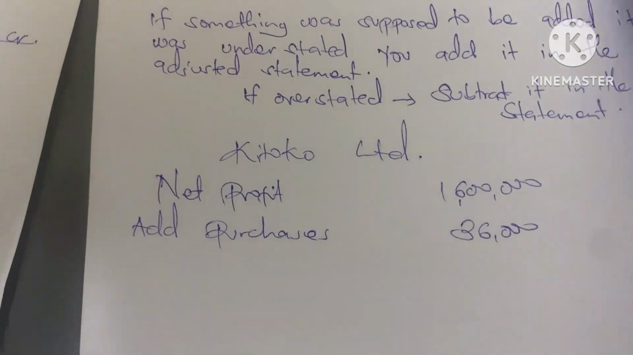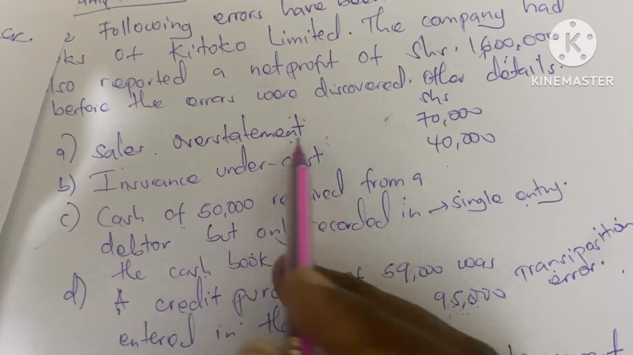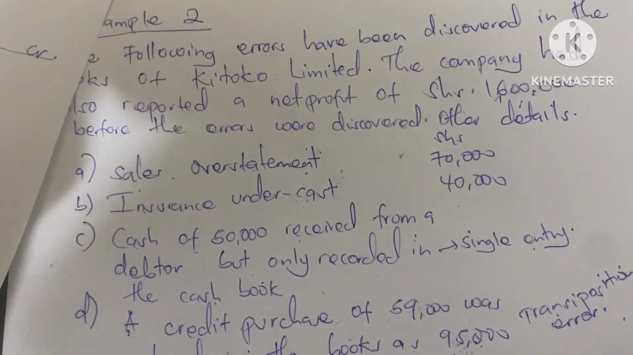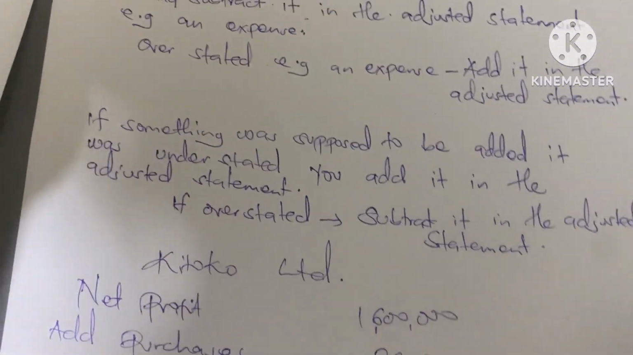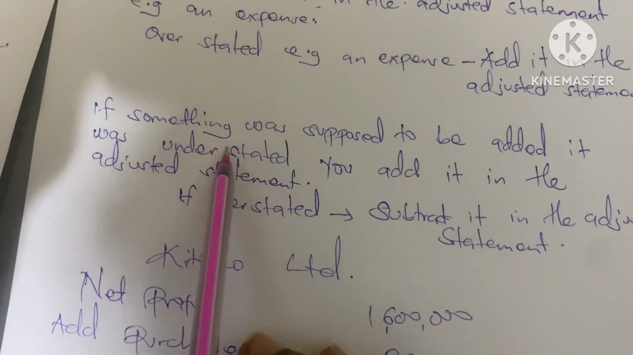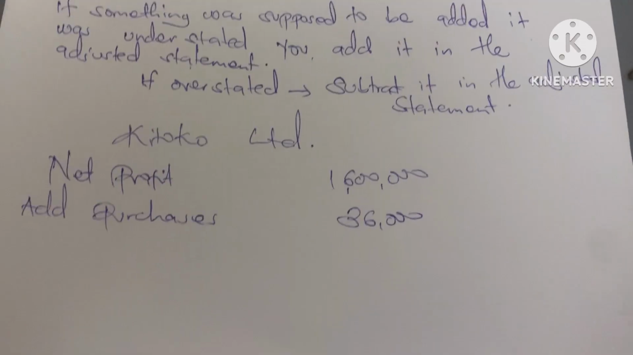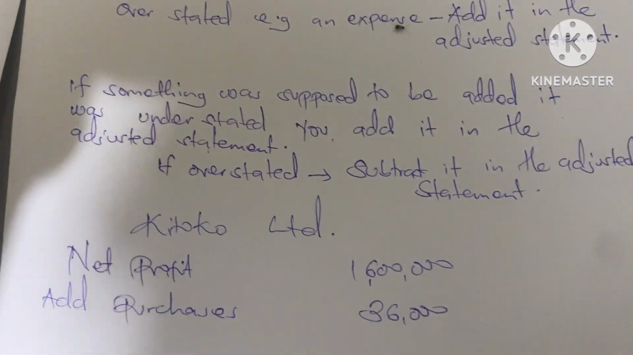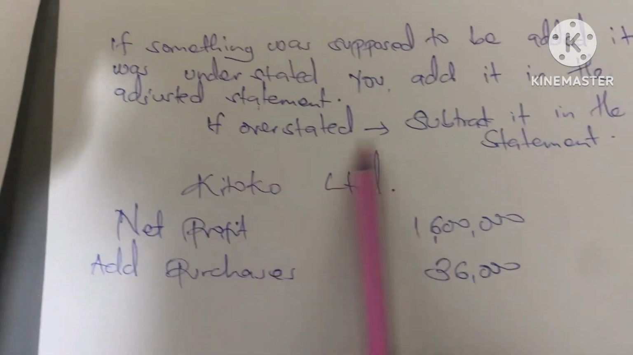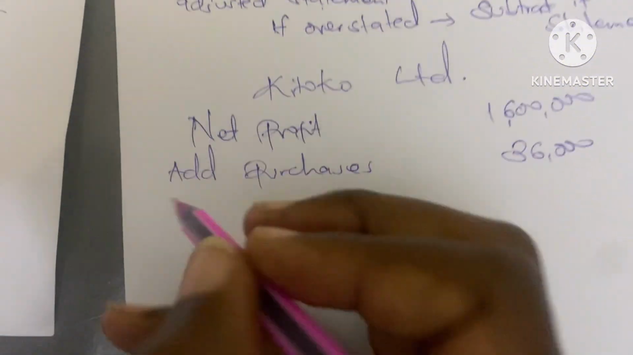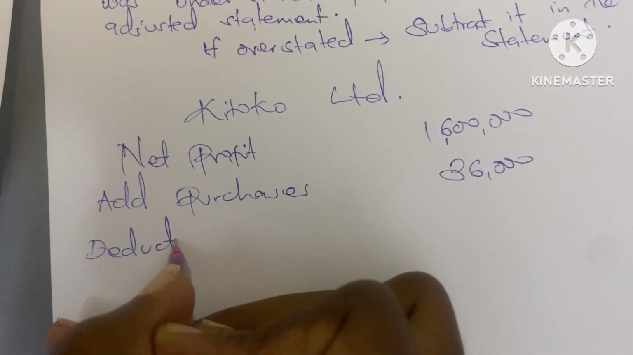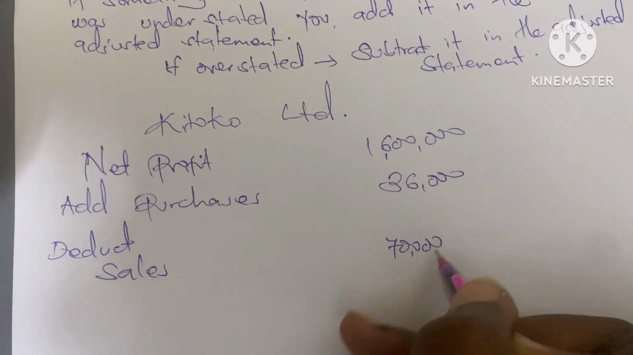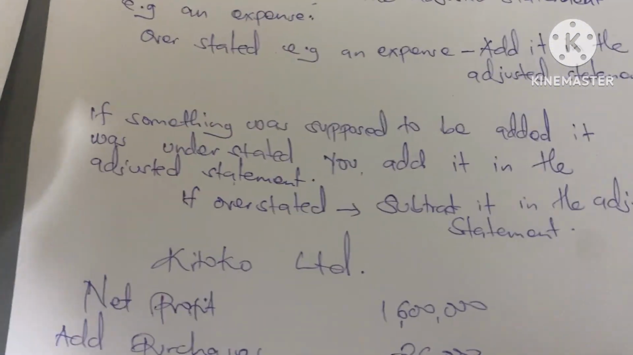Then the sales were overstated by 70,000. They were overstated. Remember, sales are always added. So we said if something is supposed to be added and it was overstated, they were overstated, meaning we are going to subtract them. So we deduct. We have sales of 70,000. Like that.